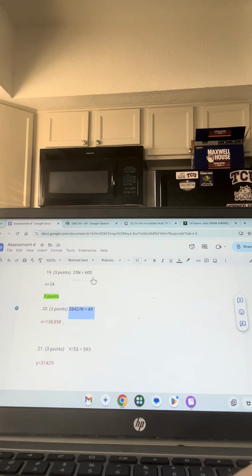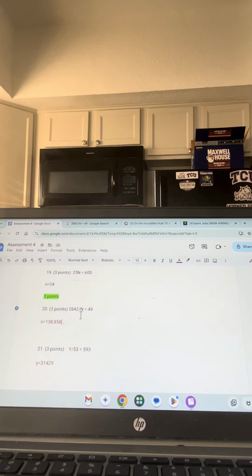Okay, this one is definitely incorrect. You have 2842 divided by what equals 49? So you're saying 2,842 divided by 138,858 equals 49. How's that possible? Your number should be way smaller than 49. So the video, remember, the video explained exactly what to do. The video that you don't like watching over and over again.